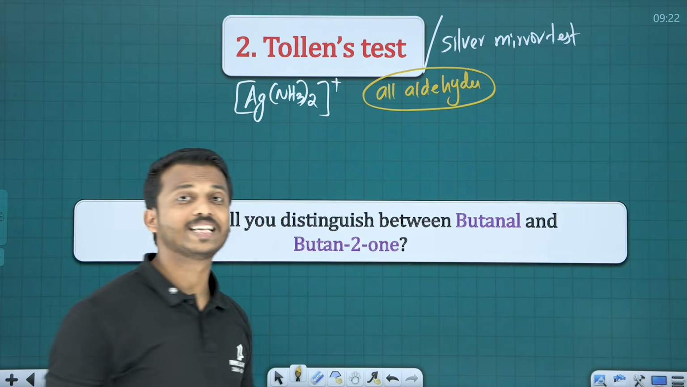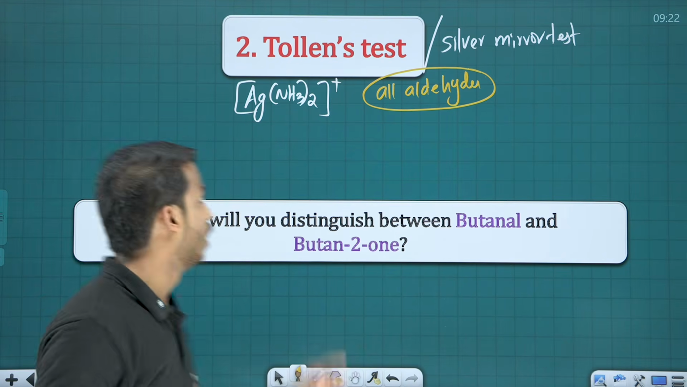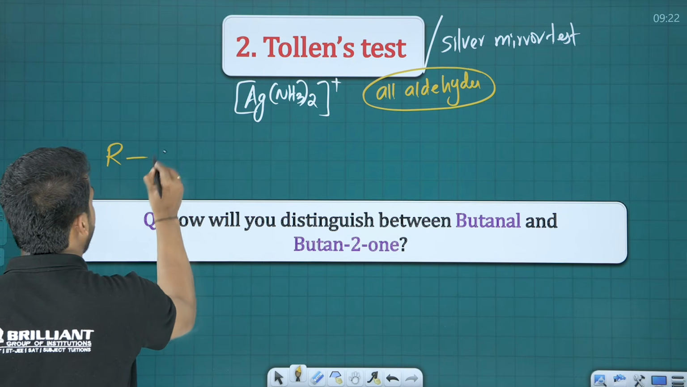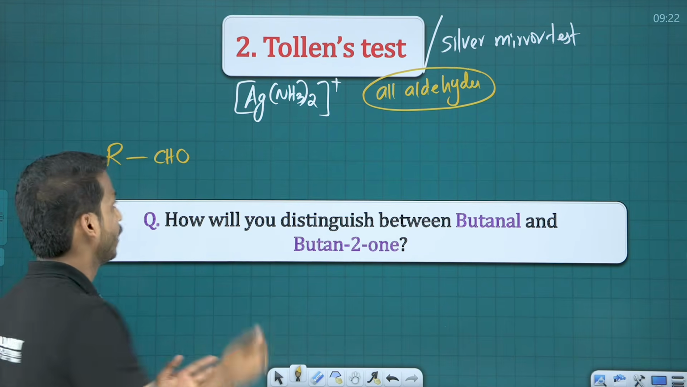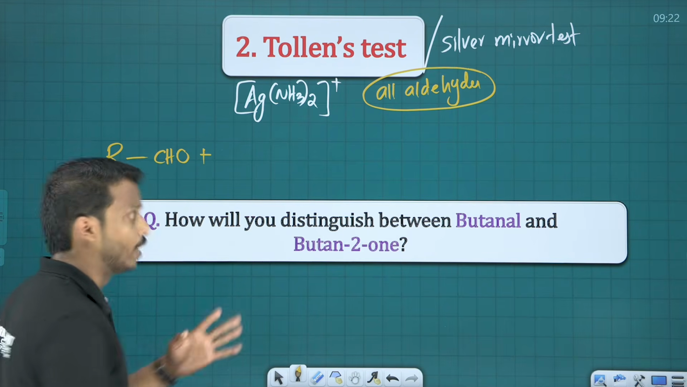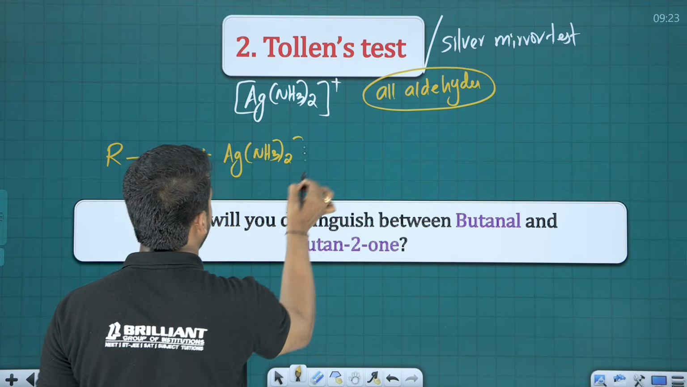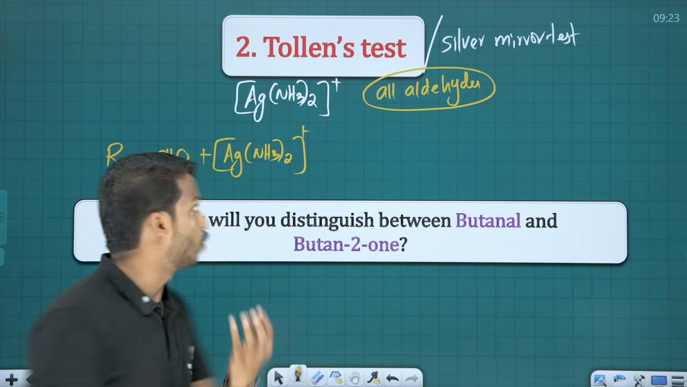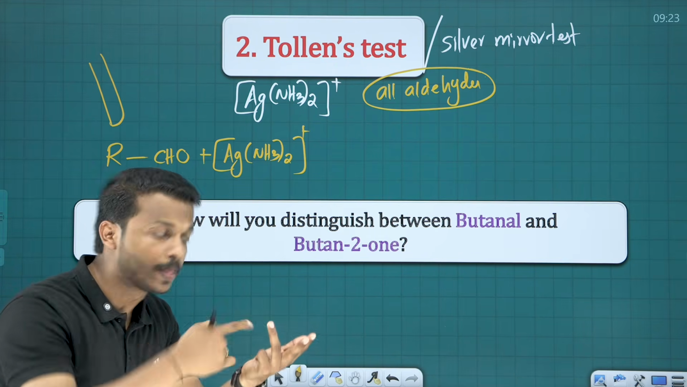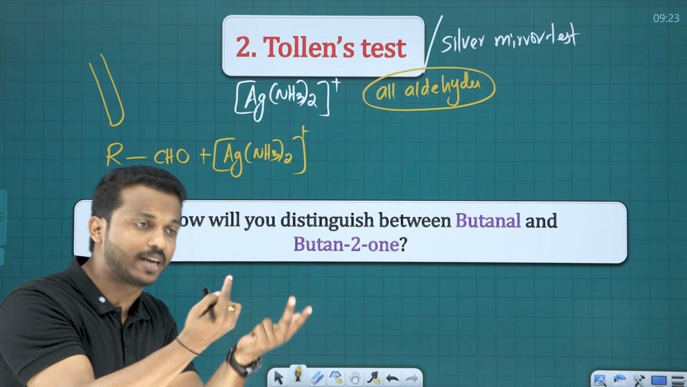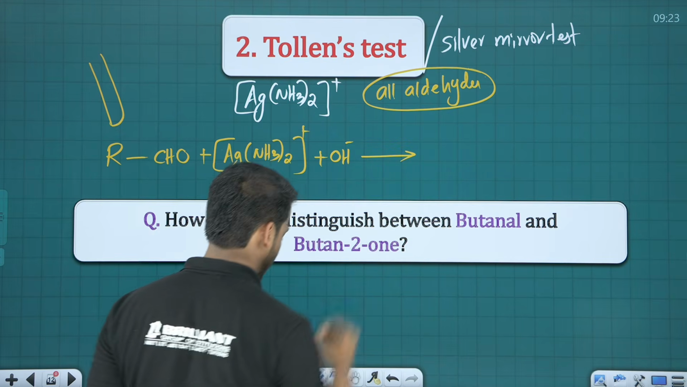Tollens test is given by all aldehydes, including aliphatic and aromatic. For example, let me take an aldehyde, RCHO, any aldehyde, aliphatic or aromatic. Treat it with the Tollens reagent, [Ag(NH3)2]+. In a test tube, first take the aldehyde solution, add ammoniacal silver nitrate, the Tollens reagent, along with a base, OH minus, and heat.